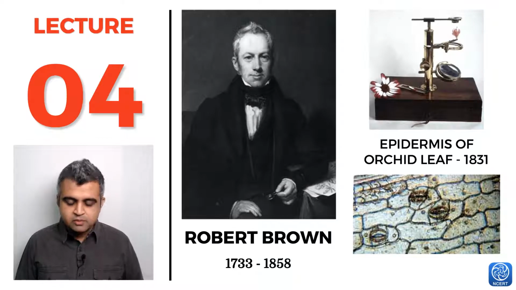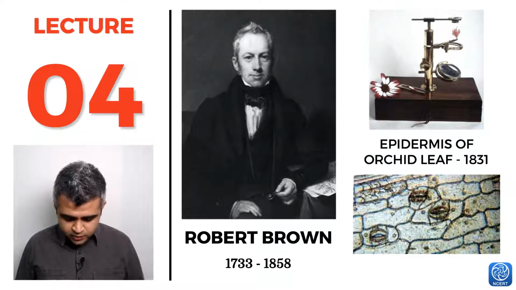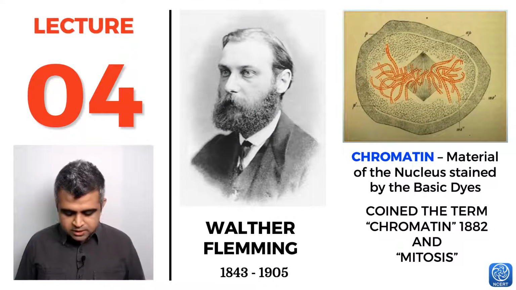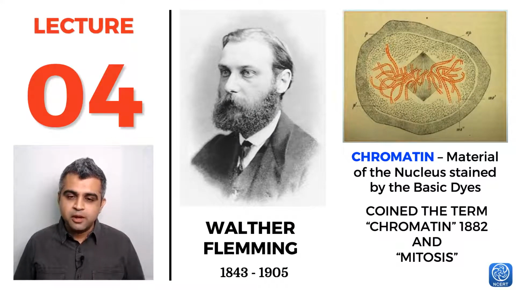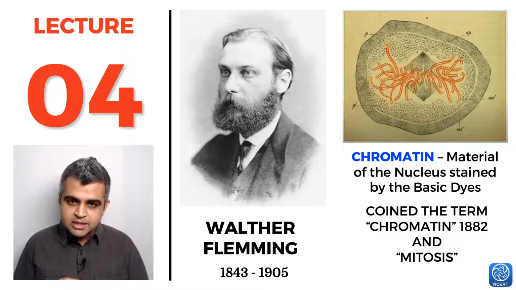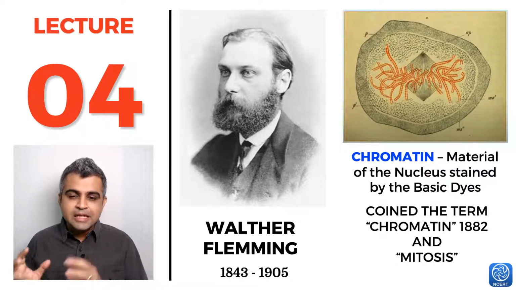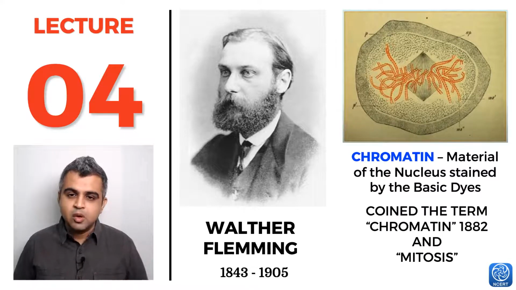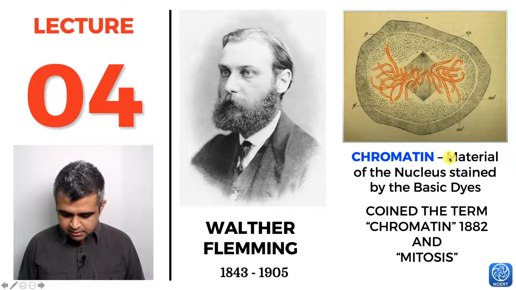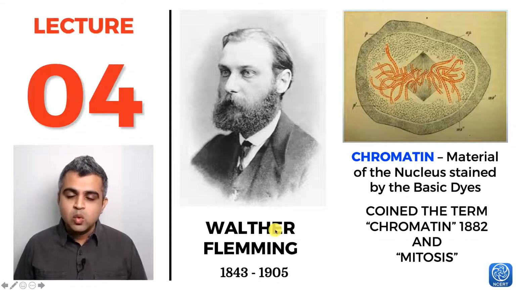The nucleus was first observed in 1831 in orchid leaves, especially the epidermis of the orchid leaves, by Robert Brown. Around 1882, Walter Fleming saw that the central part of the cell can be stained by basic dyes, and that central material which he saw in the microscope, he termed chromatin. I explained last time that chromatin is nothing but DNA plus some proteins, the material of the nucleus that is stained by basic dyes. It was coined by Walter Fleming, who is also the person who coined the term mitosis.